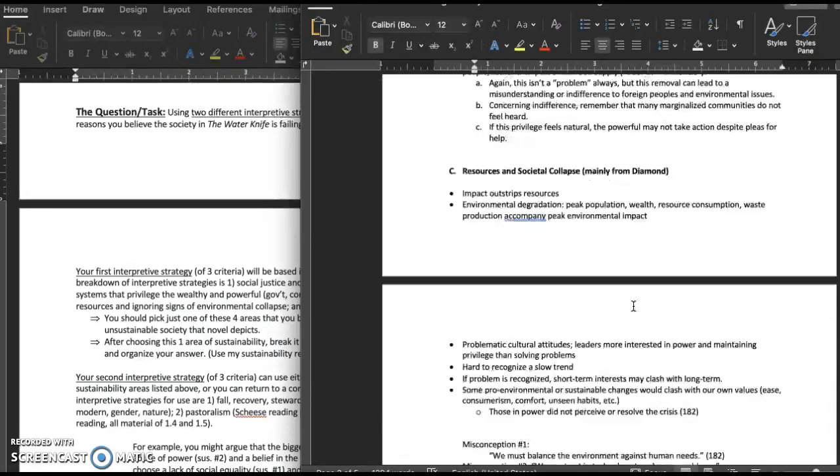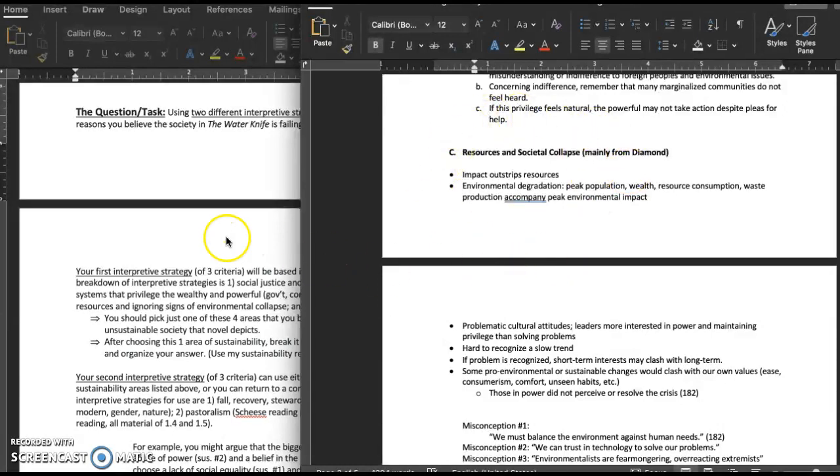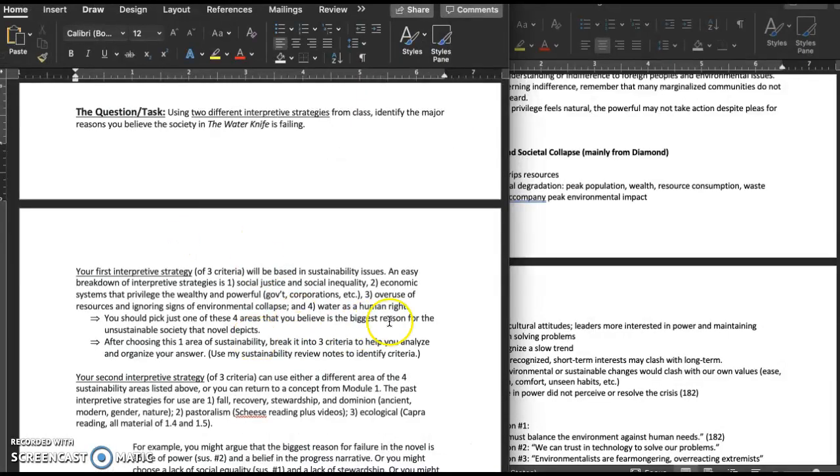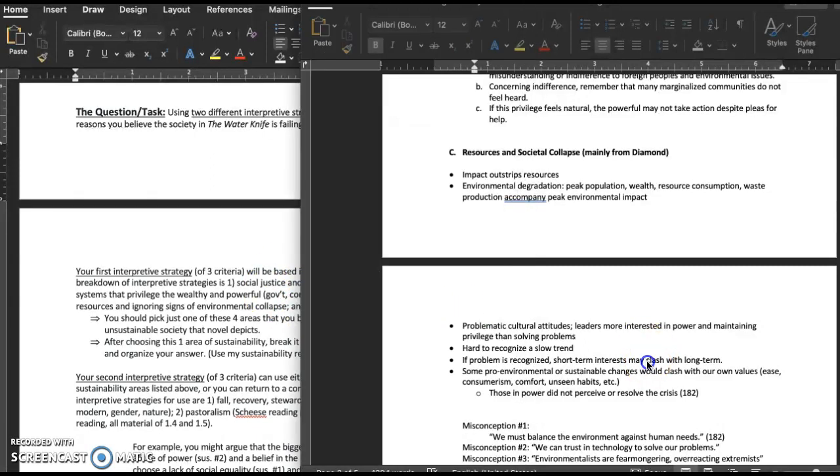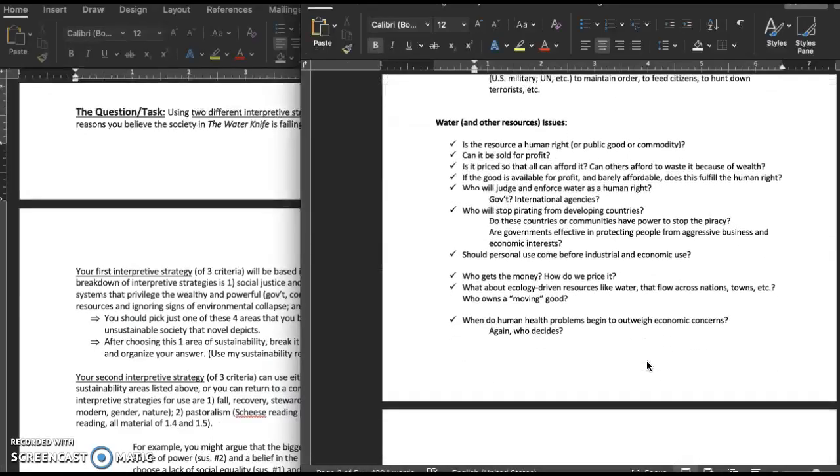We're kind of getting into C here, right? You can see I organized this in a nice parallel fashion. Or is it that water is a human right and it's being ignored in some way? And that's going to get you into all of these interesting questions. Should it be for profit? Who gets to use it, right? Who gets to protect it? Governments. We could look at the water knife and say, did governments do enough to protect people's water rights? Or are they still doing enough to protect people's water rights?